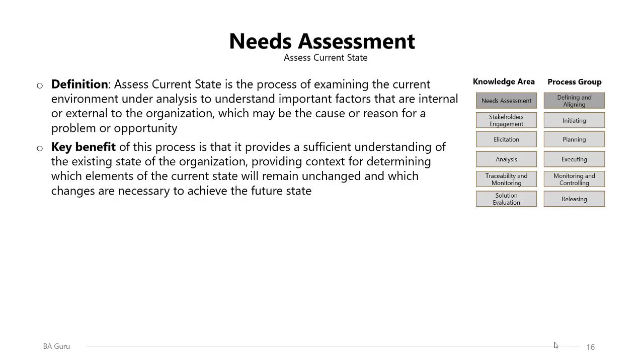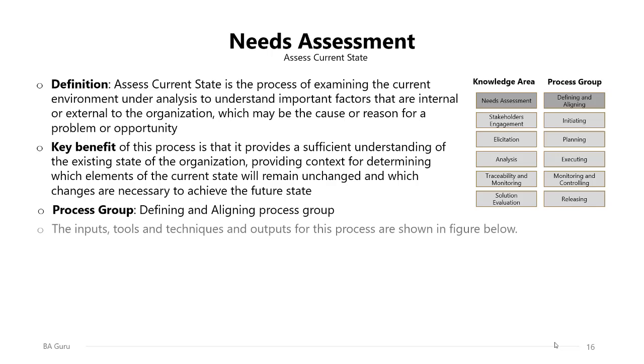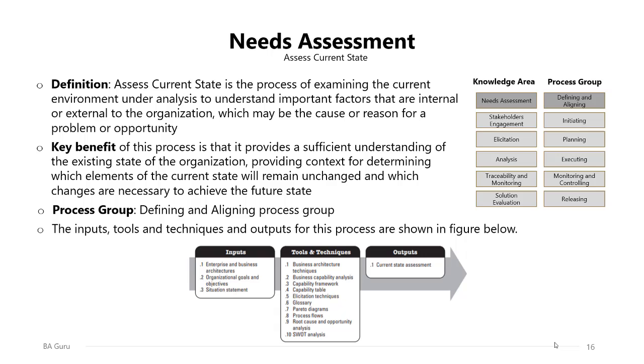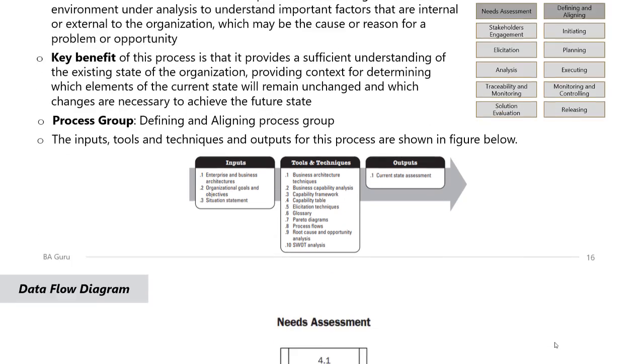So in order to determine the future state and develop a roadmap of how you are going to achieve this future state, the first step is understanding the current situation of the organization. It's part of the defining and aligning process group. The inputs, tools and techniques, and outputs of this process are shown in front of you right now. We will have 3 inputs, we will have 10 tools and techniques, and we will have 1 key output, which is the current state assessment.